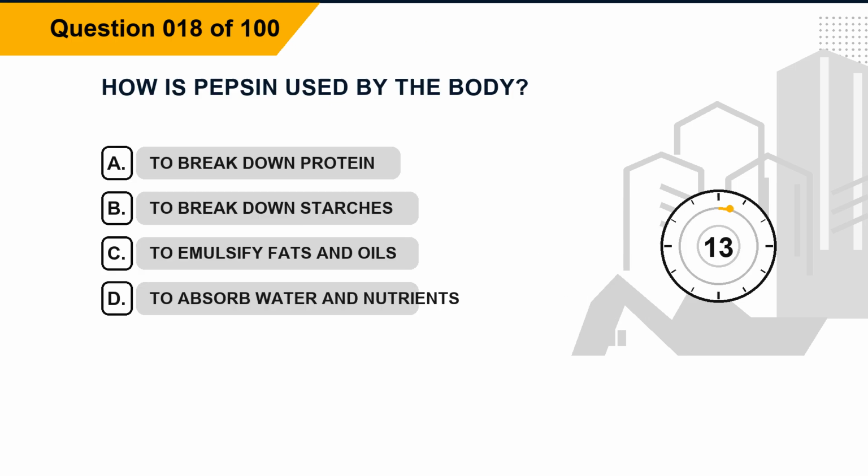Question 18. How is pepsin used by the body? Option A. To break down protein. Option B. To break down starches. Option C. To emulsify fats and oils. Option D. To absorb water and nutrients.